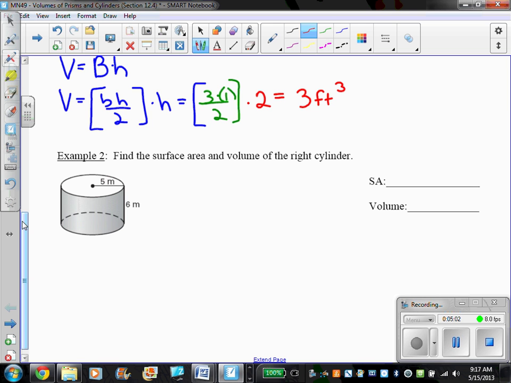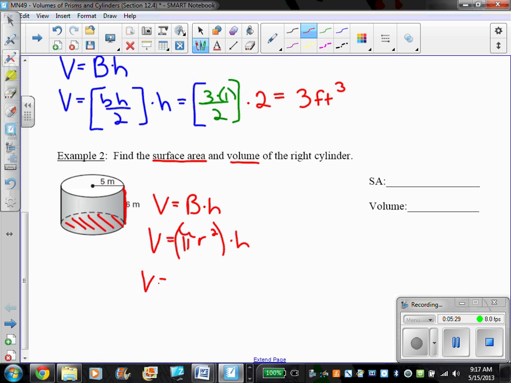Example number 2, again, you're going to find the surface area. This is something you've done many times, finding the surface area of this cylinder. But I'm going to work through how to find the volume. So again, the volume is the area of the base times the height. Now the base is the circle down here, so it's pi r squared. That's going to be the area of the base times the height of the cylinder, which is this 6.